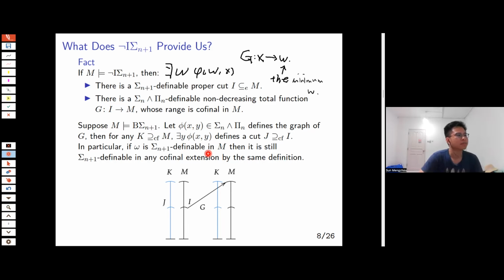And this means that for any cofinal extension K, the domain of G will also define a cut J, and this J is a cofinal extension of the original cut I. And in particular, if the cut I is just omega, then since we cannot have any proper cofinal extension of omega, this is the intrinsic property of omega, so J will also be omega, which means that in any cofinal extension of M, omega is still sigma plus 1 definable by the same definition. And that will be a bit important in the future. I will use it implicitly.